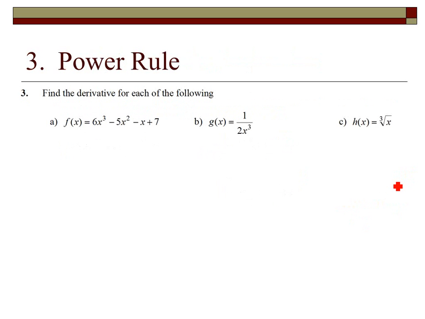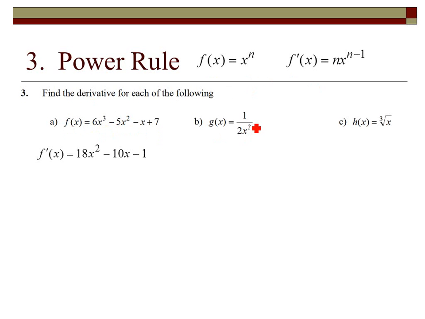On problem 3, power rule. So straight knowing our power rule. The first one is pretty straightforward. We have 3 times 6, that's 18x squared. Of course, the power rule is when you have x to the n, it's going to be n times x to the n minus 1. So we get 18x squared minus 10x minus 1.